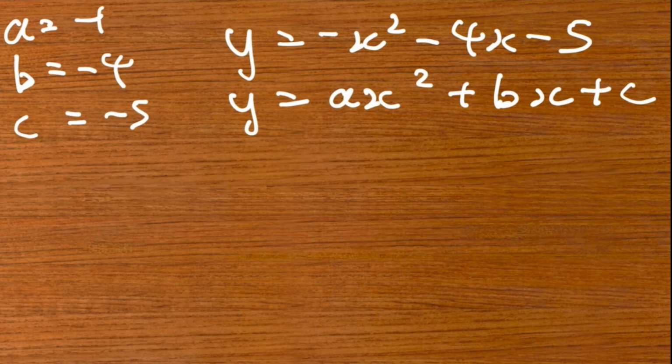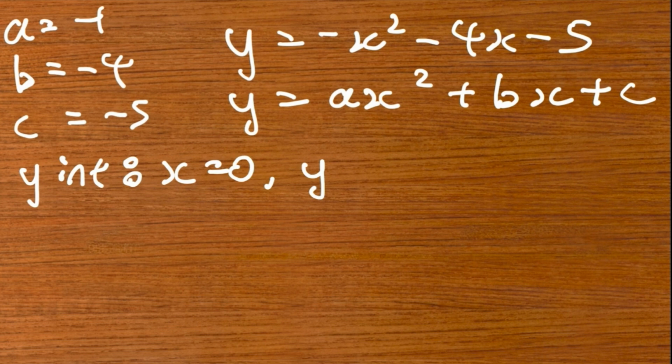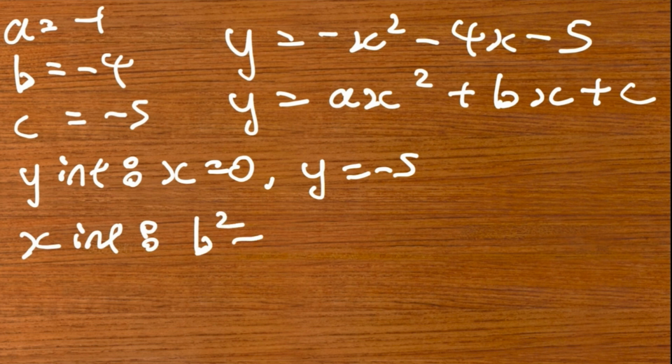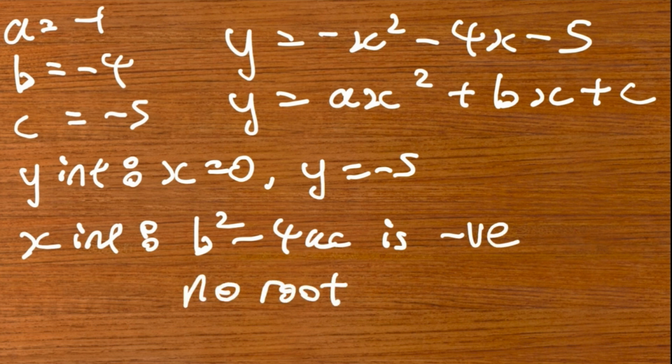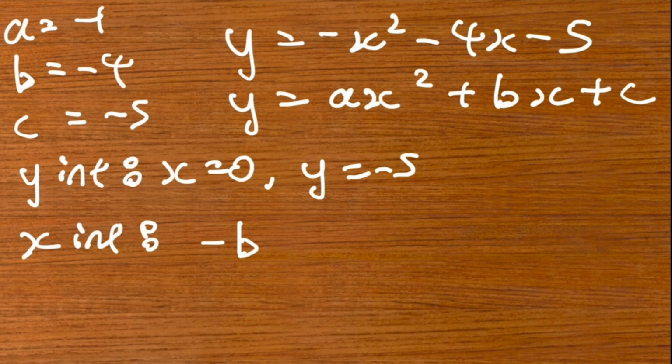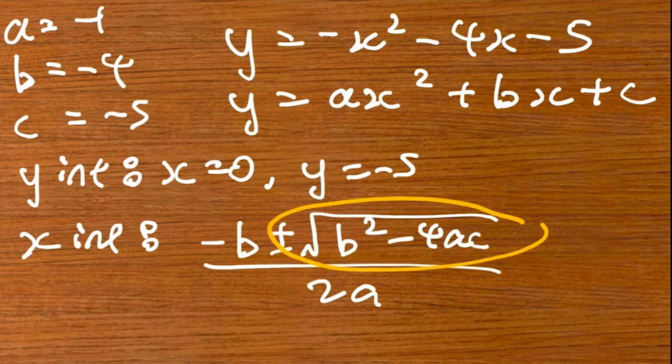Now let's find our y-intercept. Again, we let x be 0, and we see that y is equal to -5. As for the x-intercept, because b squared minus 4ac is negative, there are no roots, and therefore there are no x-intercepts. So you can check using the quadratic formula. Because b squared minus 4ac is negative, we can't take the square root of a negative number, and therefore there are no roots, or no x-intercepts.